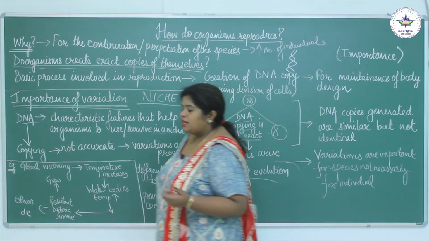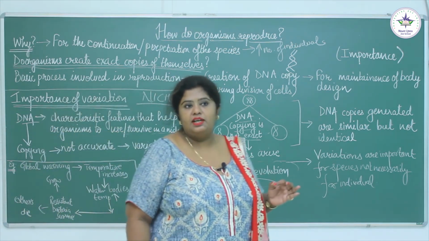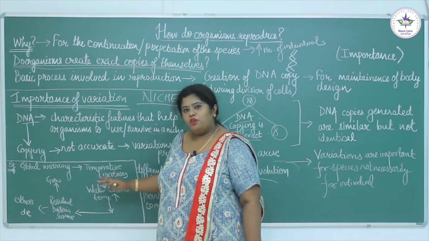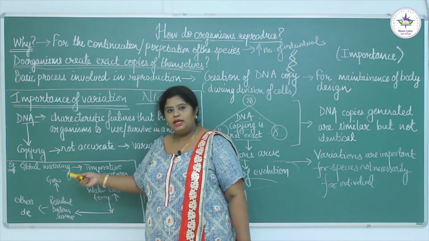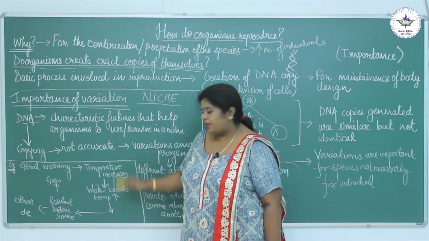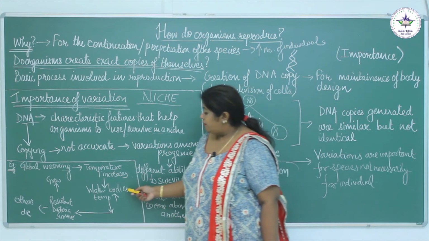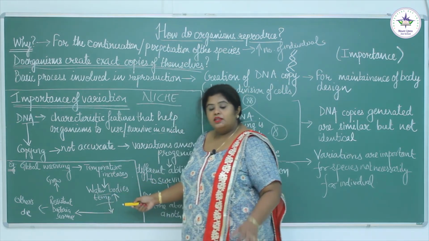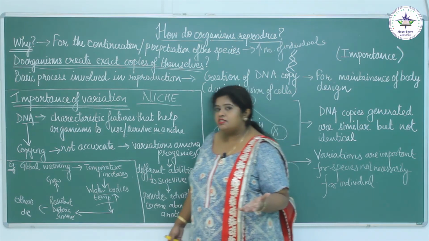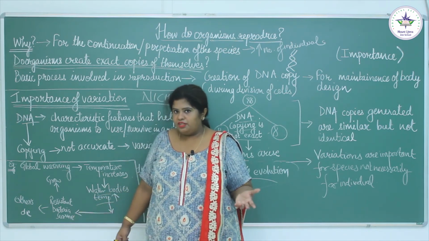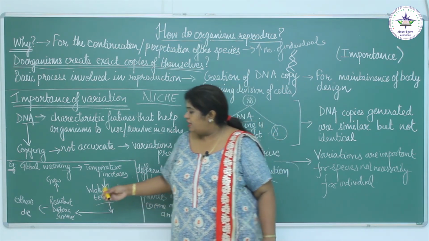So if a question comes in the exams, citing an example, explain why and how variations are important, you can cite an example. In temperate waters, there are different species of bacteria living. During global warming, we know that the temperature is increasing, so the temperature of the water bodies has also increased. Now what happens? Out of 100 bacteria, maybe 60 bacteria are resistant to that temperature change. So they will survive, they will live. And the remaining 40 bacteria which cannot survive those hot conditions will perish.